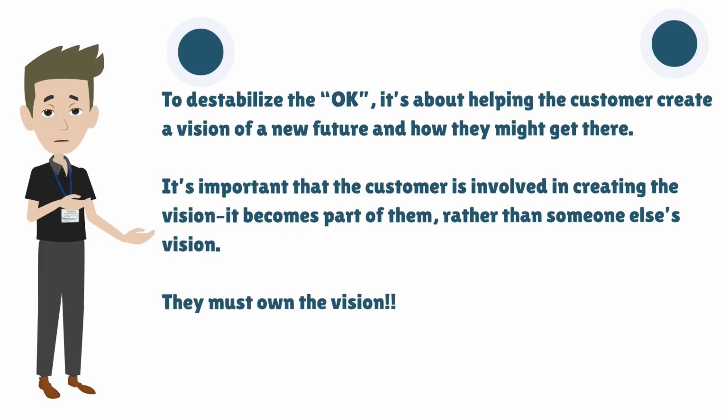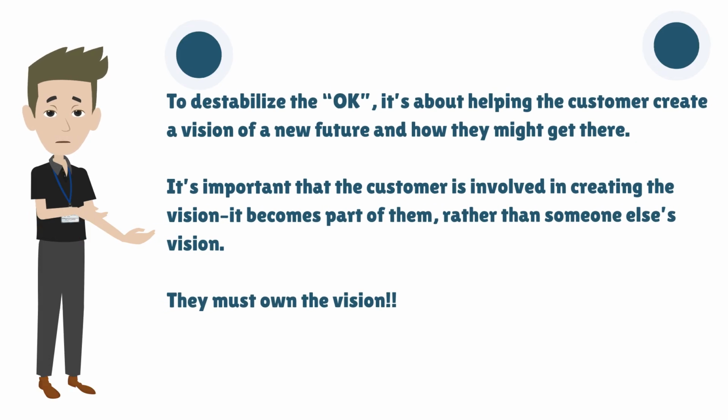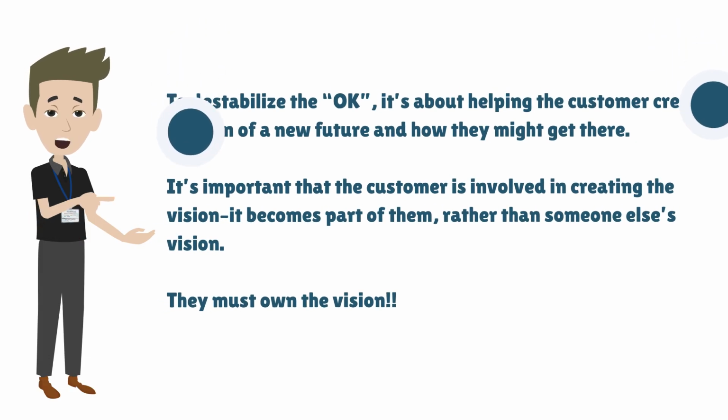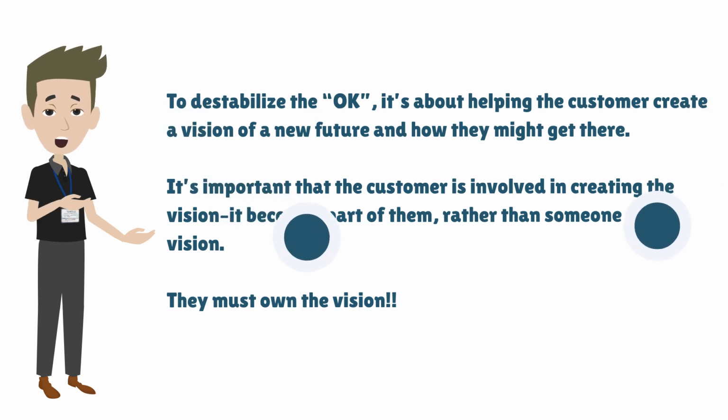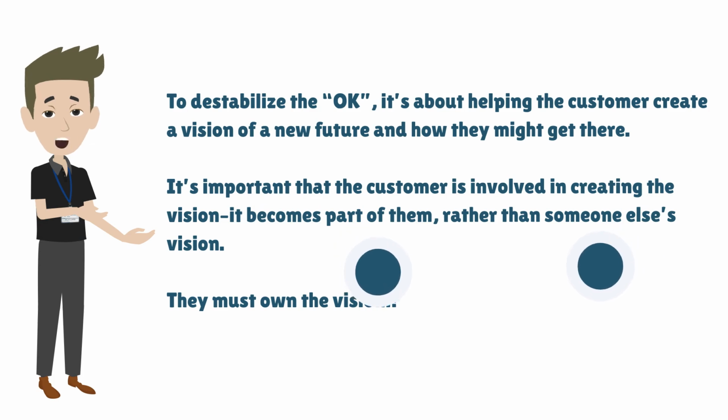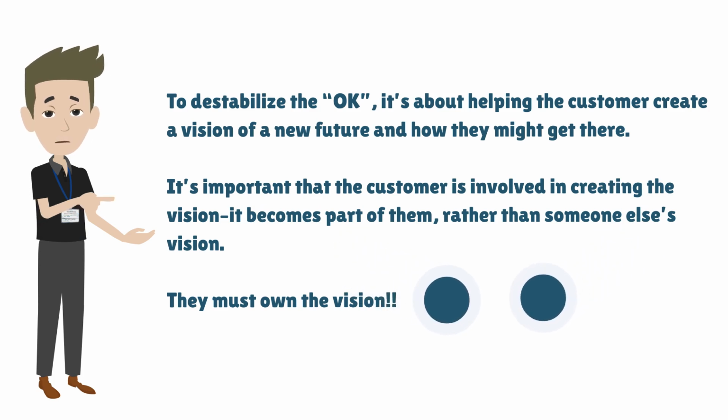To destabilize the okay, it's about helping the customer create a vision of a new future and how they might get there. It's important that the customer is involved in creating the vision, so it becomes part of them, rather than someone else's vision. They must own the vision.